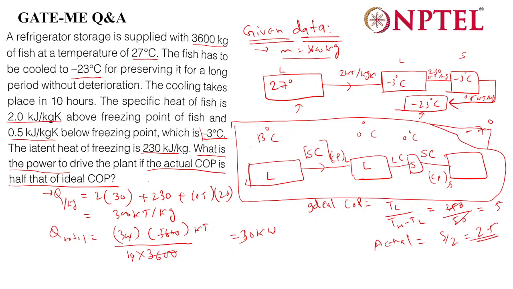So we know the COP, and we know what amount of heat we want to extract. So the energy input we can easily calculate. What would be the formula? Can anyone tell?